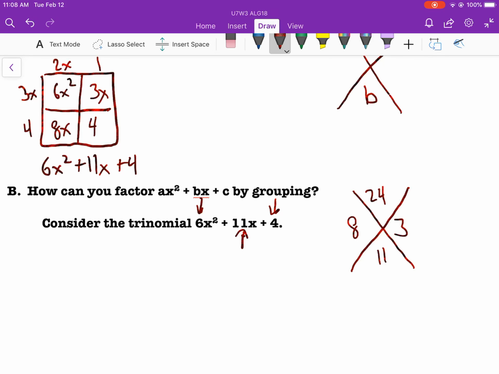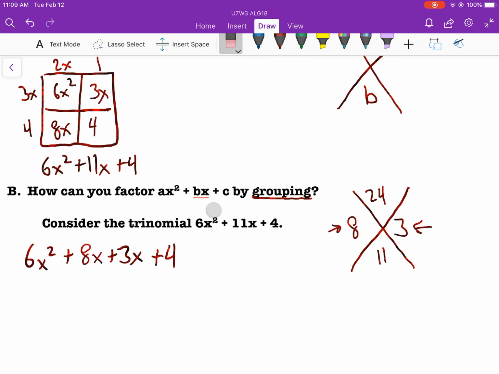And now, this is the new stuff. This is factoring by grouping. We rewrite the expression, and in the middle, we use the factors that we just found, right here and right here. And then rewrite the last term. So the middle changes, the ends stay the same.